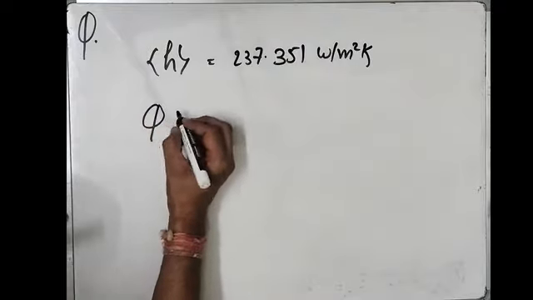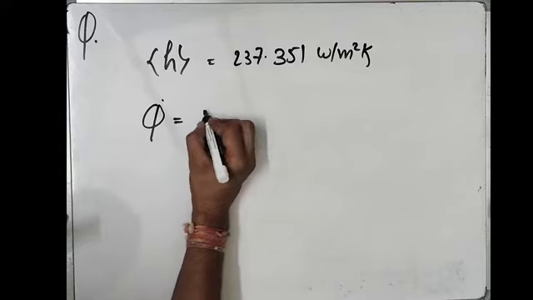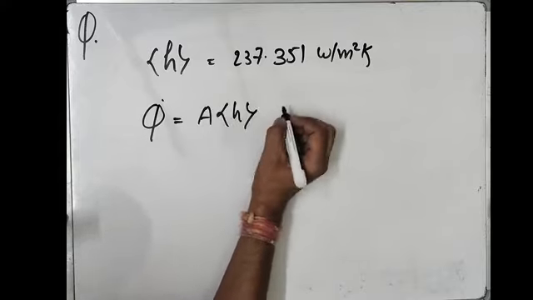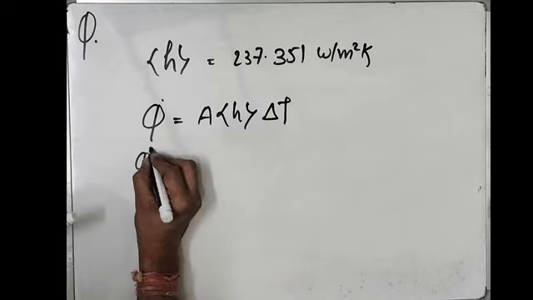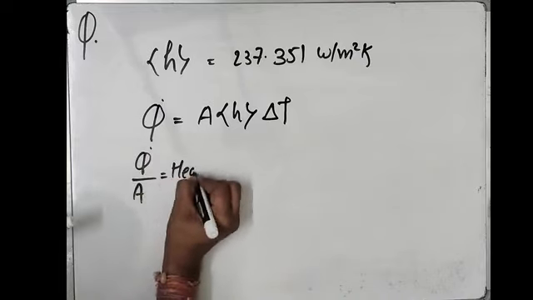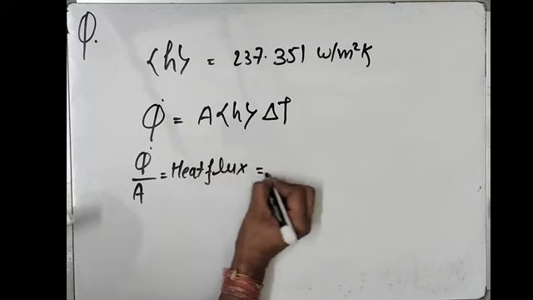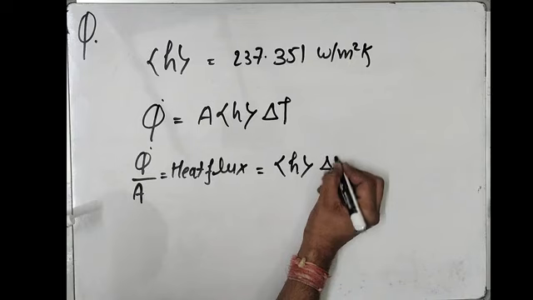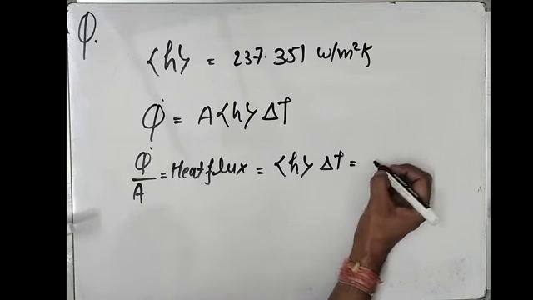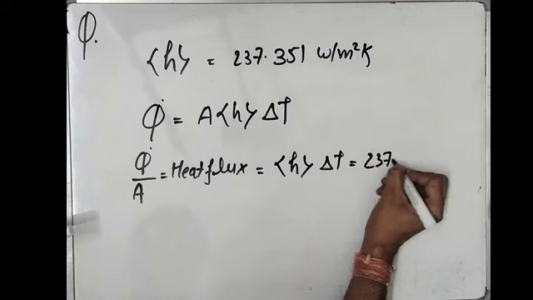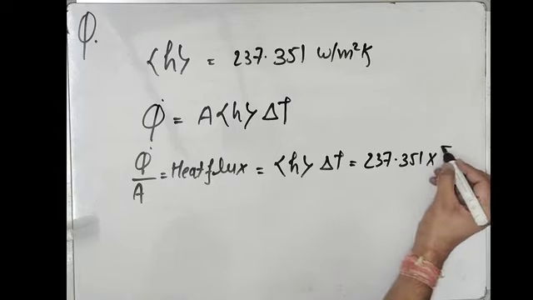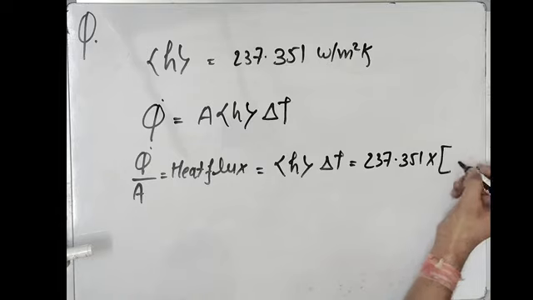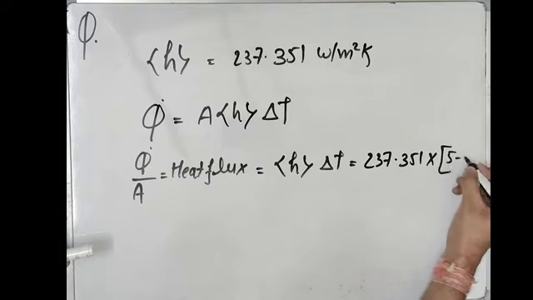The equation for rate of heat transfer is given as Q equals A into the heat transfer coefficient into delta T. Here Q by A is the heat flux that we have to find, which equals h delta T. We know the value of the heat transfer coefficient, which is 237.351 watt per meter square Kelvin, multiplied by the temperature difference, which is 5 minus 25.